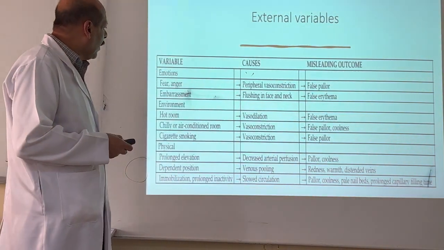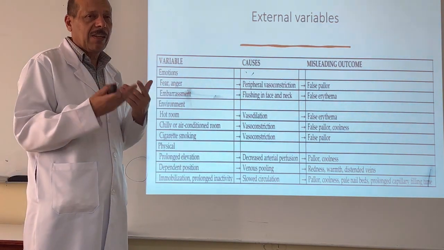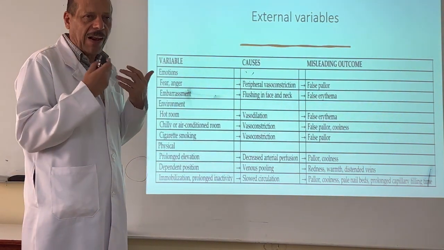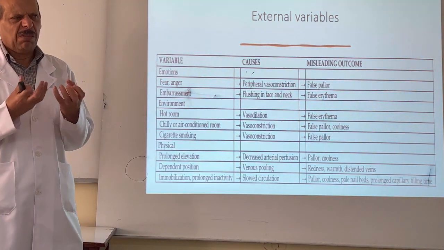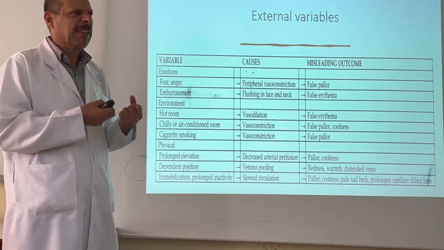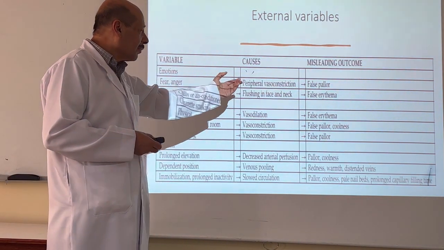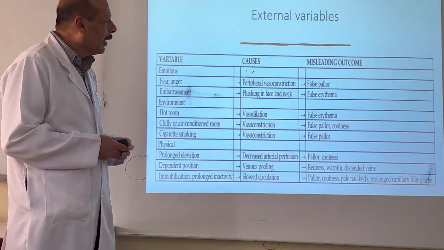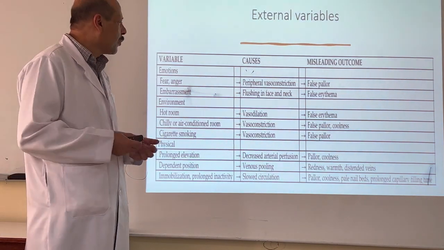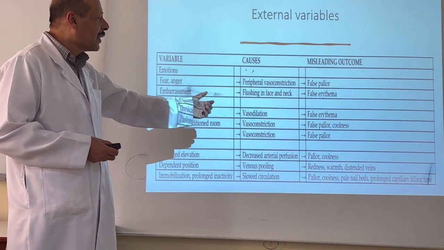So, from the variable of emotion, we said that if you are feeling shy, sometimes you will have a flushed face. If you are anxious, the color of the face might be darkened due to the anxiety. Fear and anger, peripheral vasodilation will be there. Your flushed face will be there. Embarrassment also, flushing of the face is there.